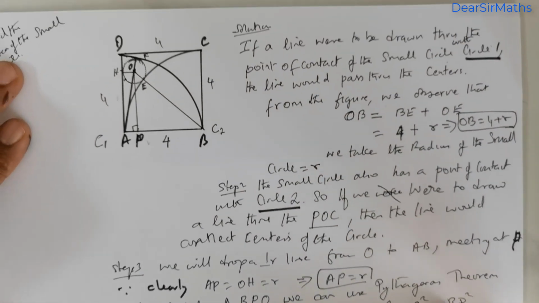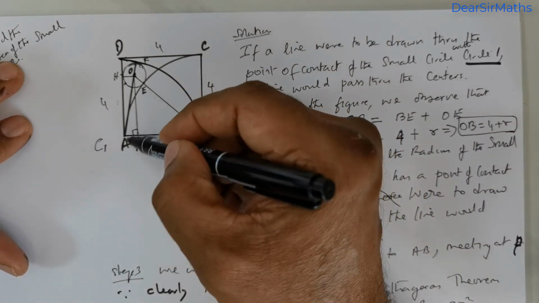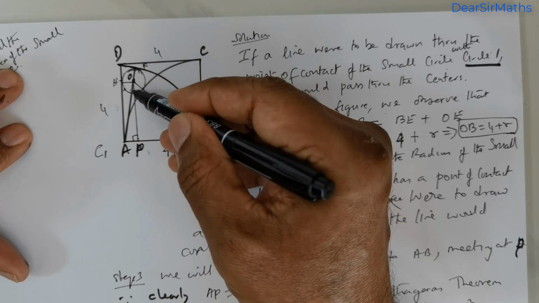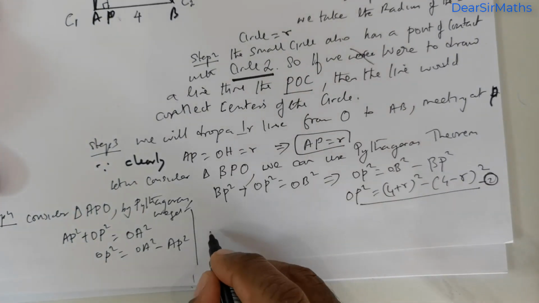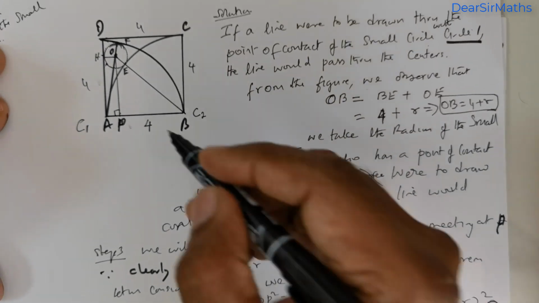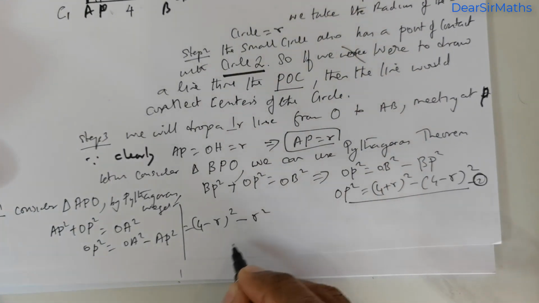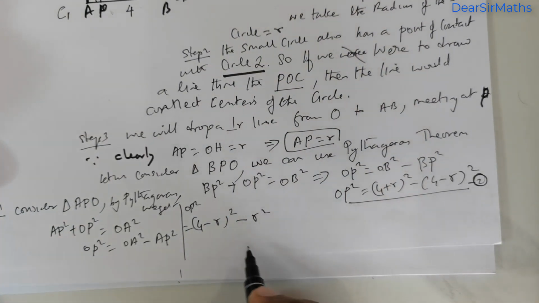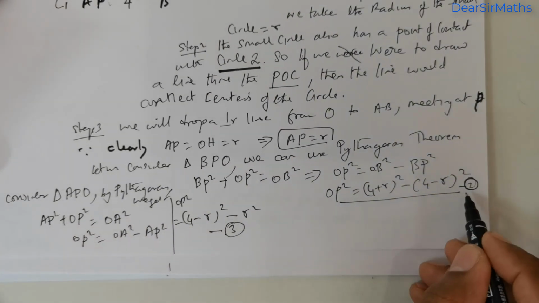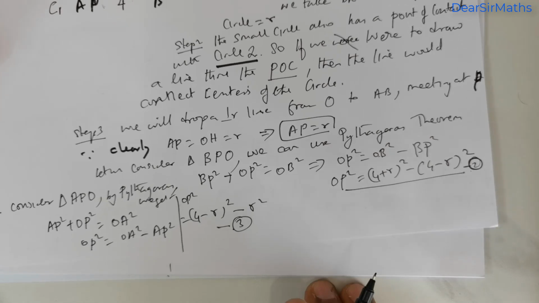And OA squared, what is OA squared? Now this entire length, from the center to the point on the circle, that's 4 units. You take away R, so it's going to be 4 minus R whole squared. Minus AP squared is R squared, so minus R squared. This is going to be OP squared. So I'm going to take it as equation 3. Now clearly you can see 3 and 2 can be connected together.